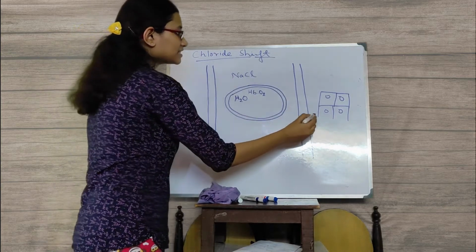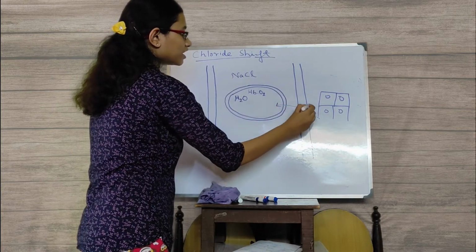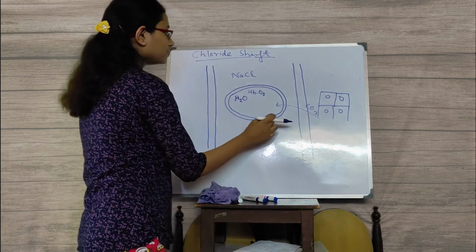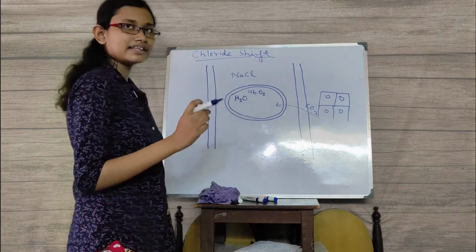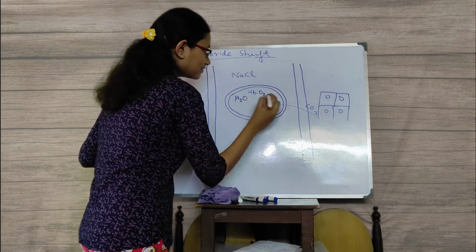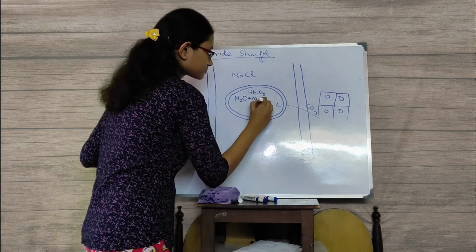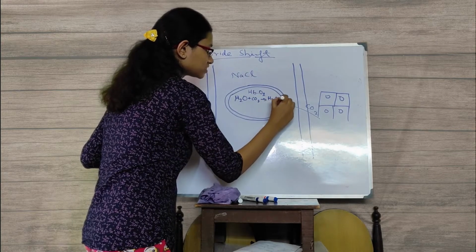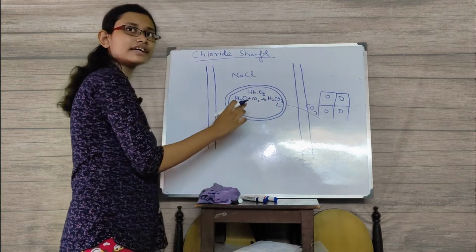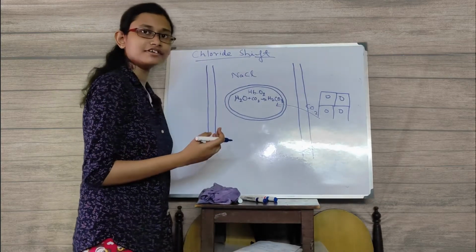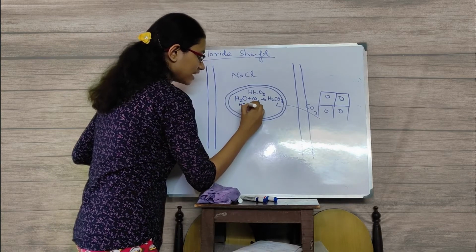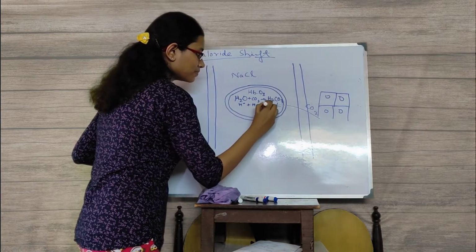Now, as the metabolizing tissue is giving out lots and lots of carbon dioxide, it will penetrate the epithelial tissue and move into the red blood cell. There this carbon dioxide will combine with the water and form H2CO3. This one is carbonic acid. Now this carbonic acid, in the presence of the enzyme carbonic anhydrase, will dissociate into H plus and HCO3 minus ions.